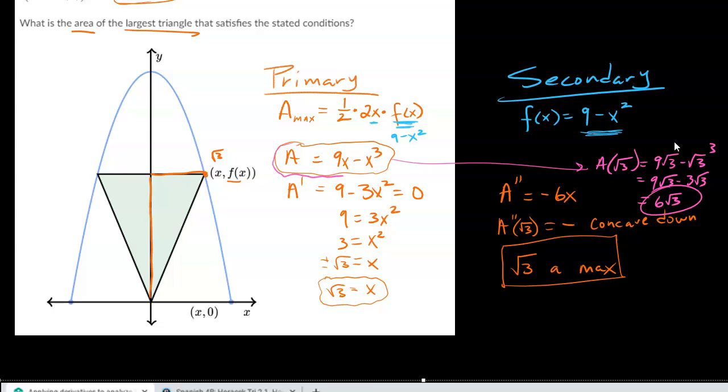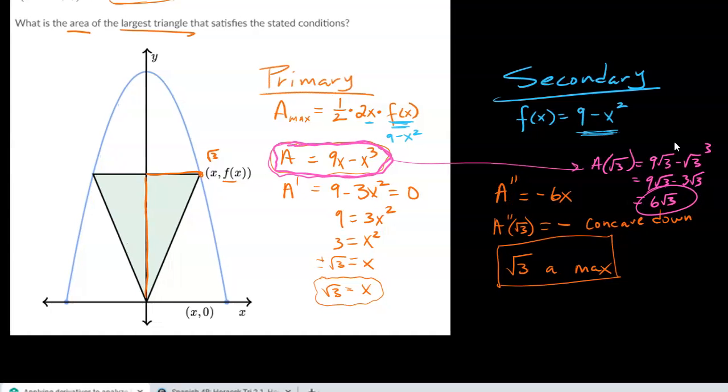Over here on the left, this represented the area of the triangle, because that's what I was trying to maximize. So I took this area equation once I found out that x was root 3, and I put root 3 in place of x into the area equation.